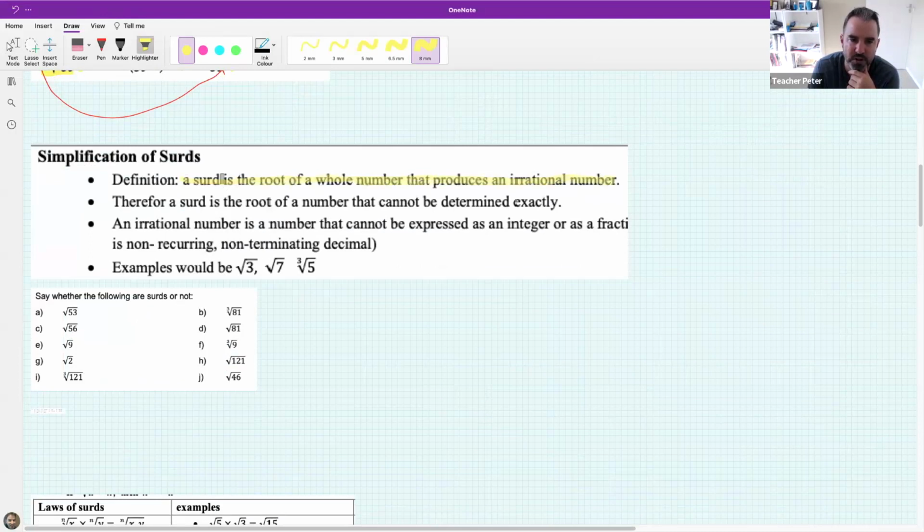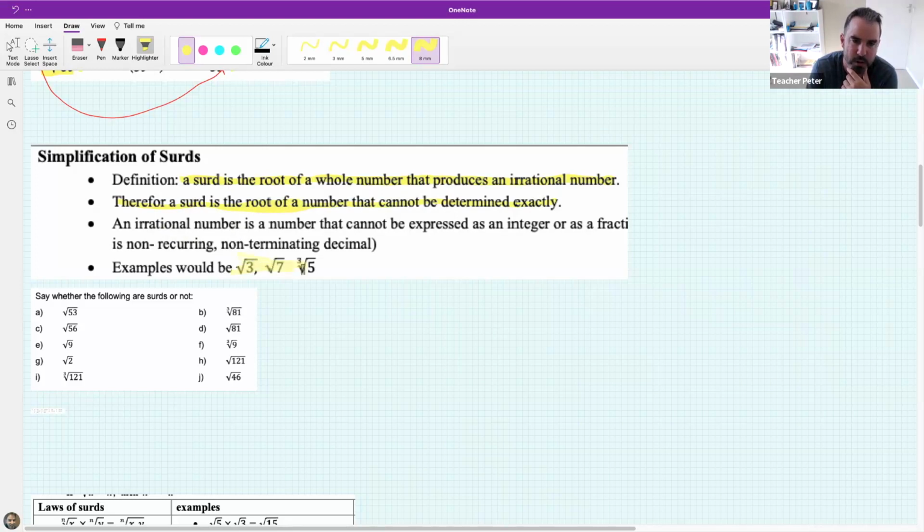So when you put the square root of a number into your calculator and it doesn't give you something nice, it gives you something messy, it's going to be a surd. Or if you get the cube root of something and it's not a perfect cube, it's going to give you an irrational number. So, therefore, a surd is the root of a number that cannot be determined exactly. And so examples would be like this.